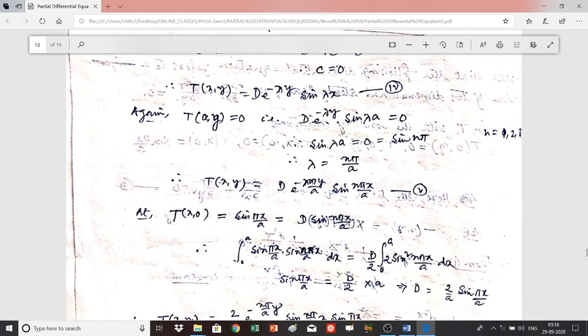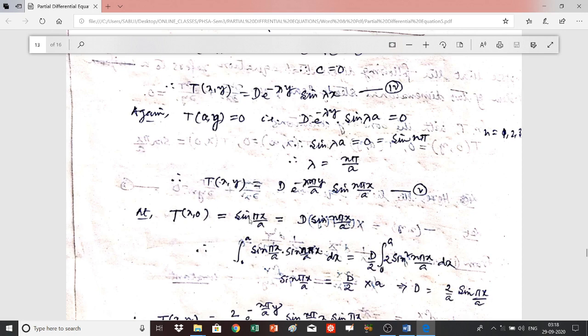And now another condition also was there, that T(x, y equal to 0) is equal to sine pi x by a. That is equal to, just write here this value, that is equal to D sine, and in this expression if you use y is equal to 0, then this will give you 1, the result 1. So this should be D into sine n pi x by a.